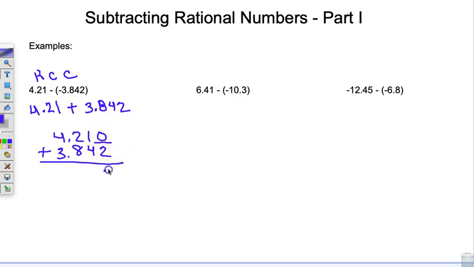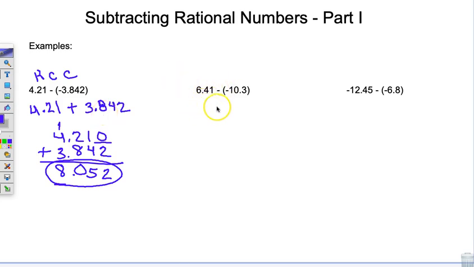So 0 plus 2 is 2, 4 and 1 is 5. We're going to carry that 1 and bring an 8 down. So my final answer is 8.052. It does remain positive because both of these numbers were positive.